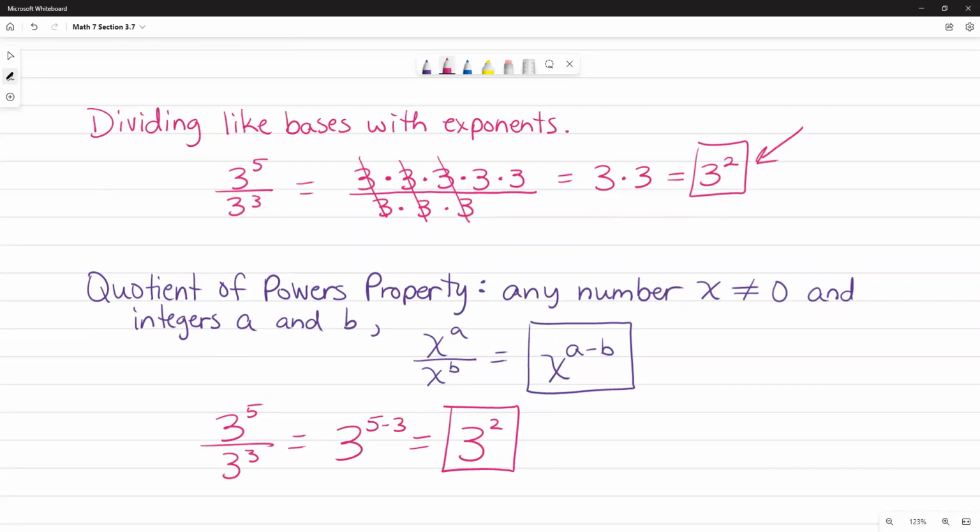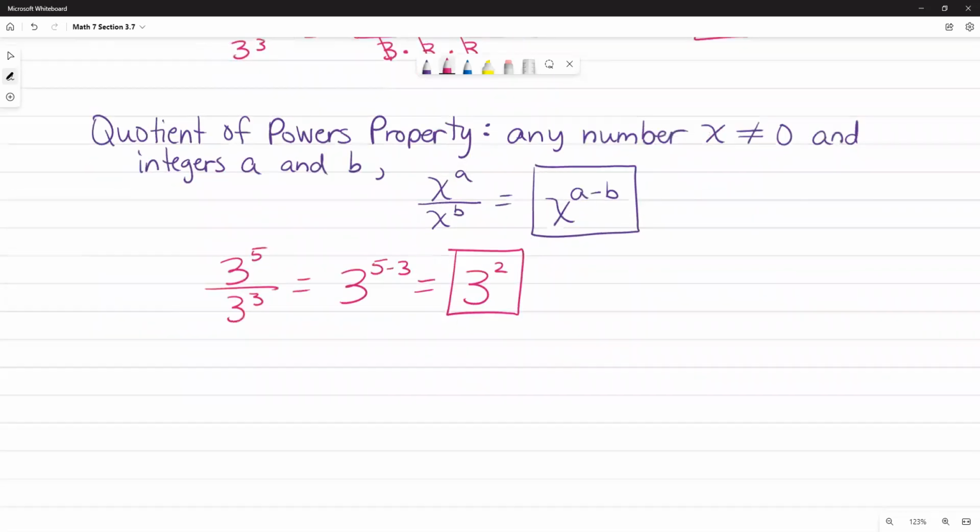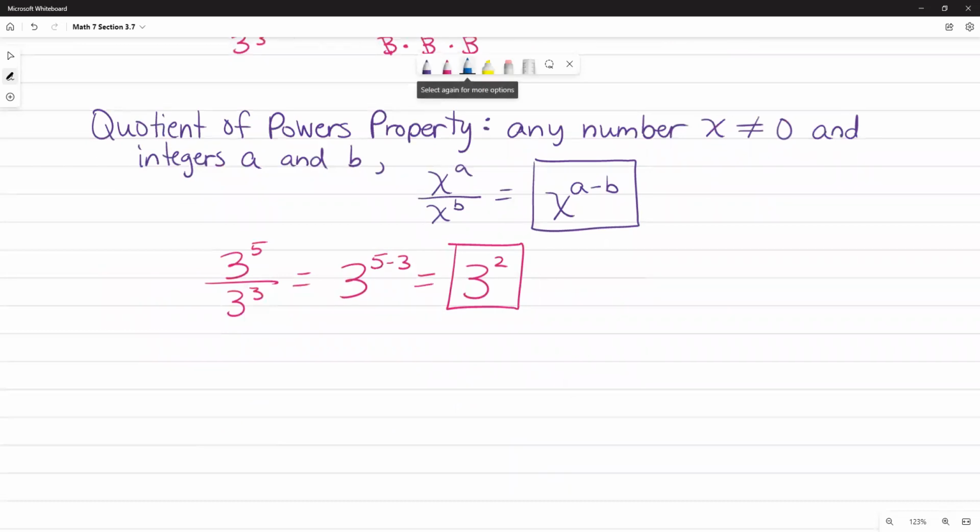All right, so let's look at another example. I want you to write 4 to the power of 6 divided by 4 to the power of 3 as a simplified power.